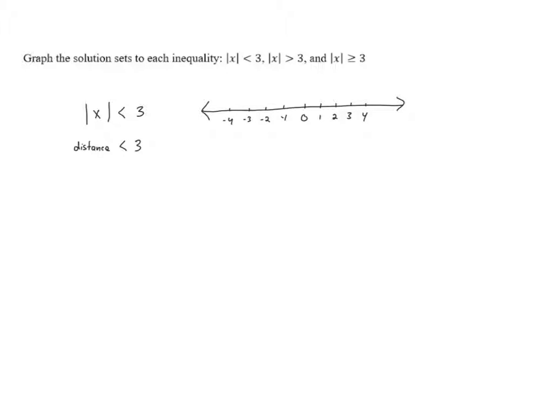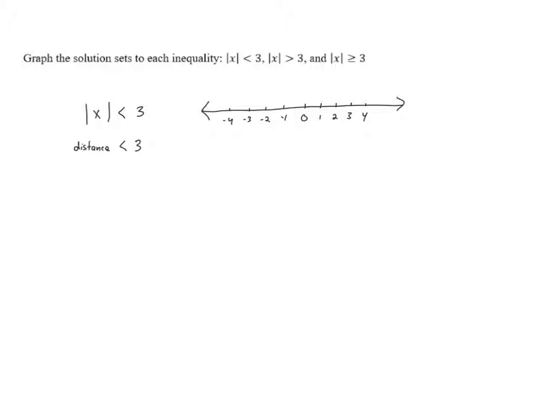Now if we look on the number line and we start at 0, if the distance has to be less than 3, that means we're allowed to move up to 3 units in either direction. So we can go 3 units to the right or 3 units to the left, except it's not allowed to be equal to 3, so we can't quite go all the way to 3 on the right, and we can't go all the way to -3 on the left, because that would give an absolute value that's equal to 3.